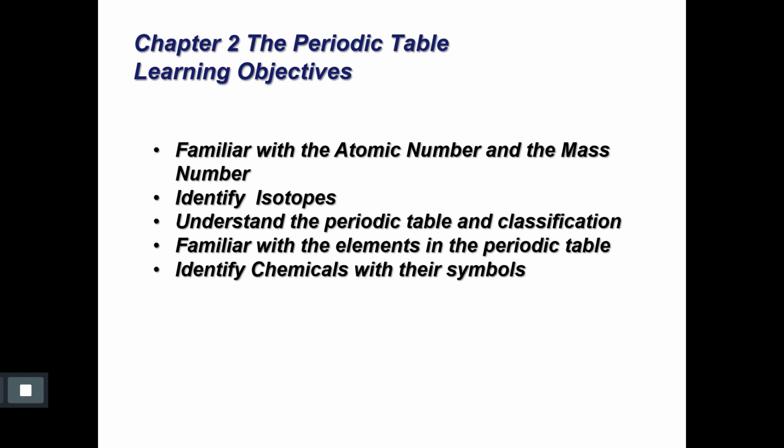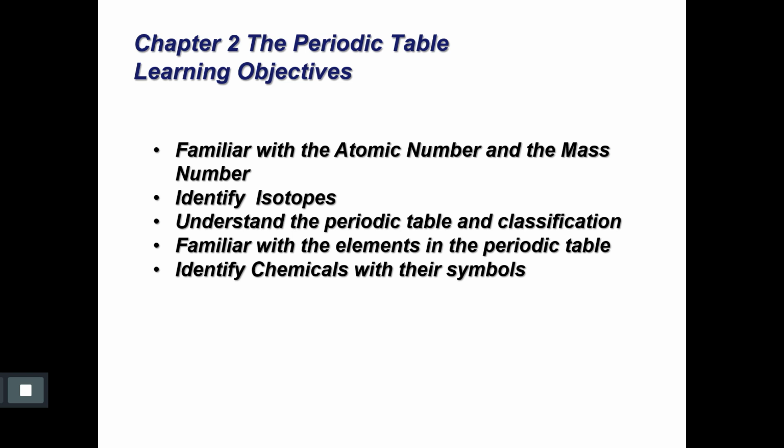And then we have some classifications. For example, we classify the periodic table into metals and non-metals. You need to know that. Please be familiar with all the elements in the periodic table. As chemistry students, you need to know the chemical symbols. What is the chemical symbol for oxygen? It is O. What is the chemical symbol for gold? It is Au. Like that, you need to be familiar with the chemical symbols.